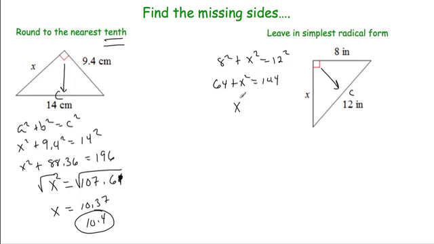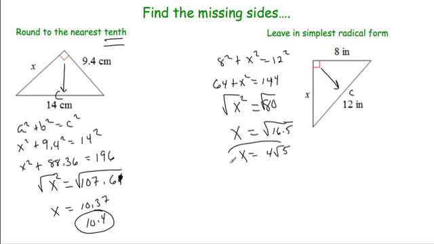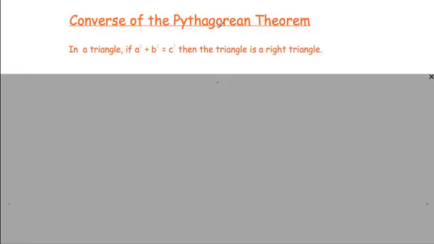I want to get x squared by itself. I have to do the opposite and move 64 to the other side, and I get 80. So 144 minus 64 is 80. All right, and I'm going to take the square root. The square root of 80 is going to be the square root of 16 times 5, and the square root of 16 is 4, so 4 radical 5. So x would equal 4 radical 5. You can see you're going to need to remember those radicals.